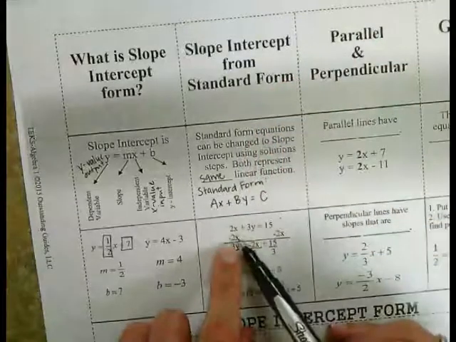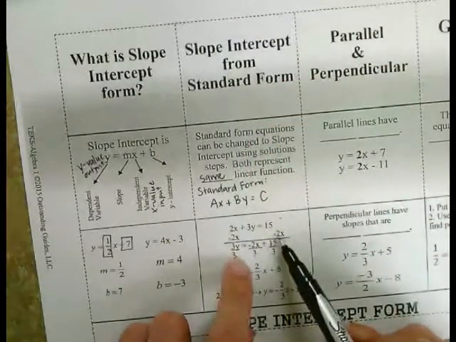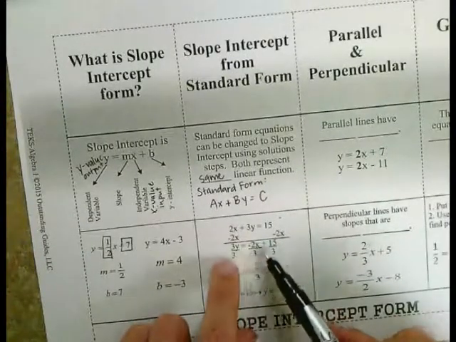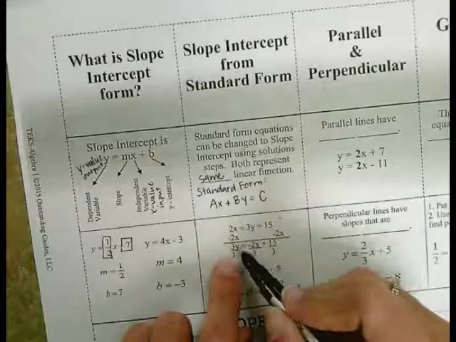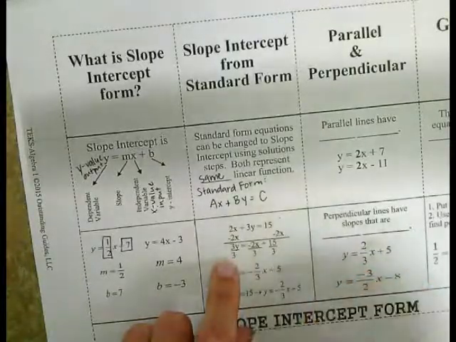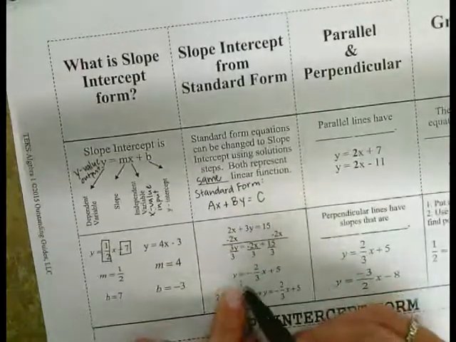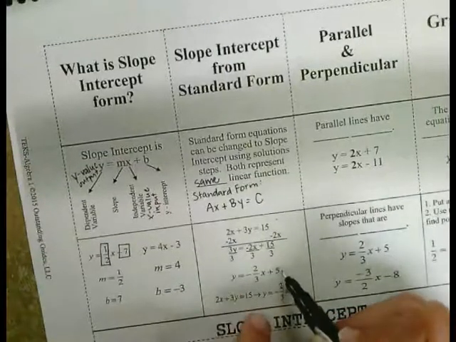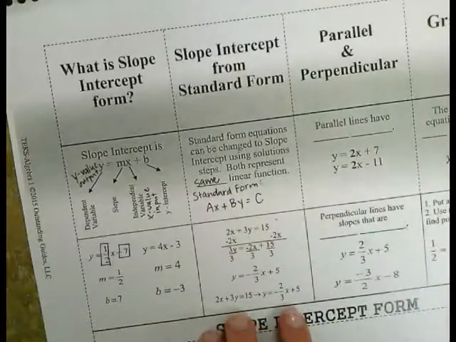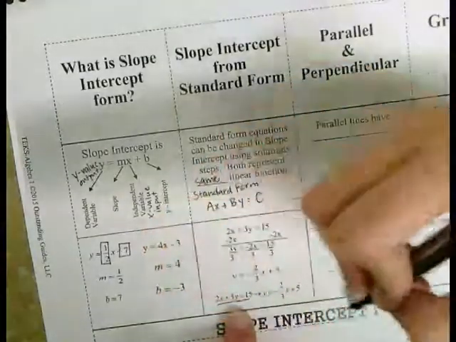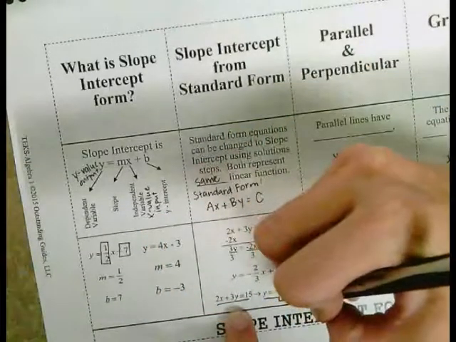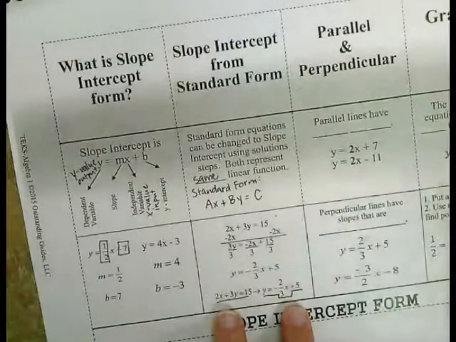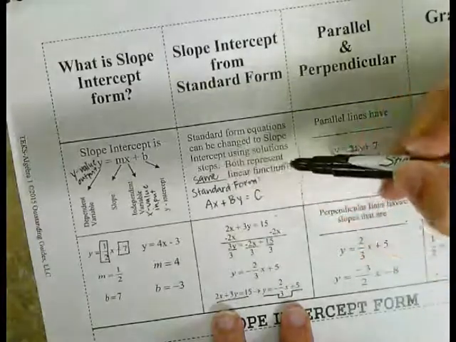So from here, you're going to subtract 2x on both sides. So you're going to have 3y equals -2x plus 15. Then to be able to get y alone, you need to divide everything by 3. From here, you're going to have y equals -2/3 x plus 5. Okay, so right here, this one is in standard form, and this is in slope-intercept form. Now, both of these graphed look the exact same. They both represent the same linear function.